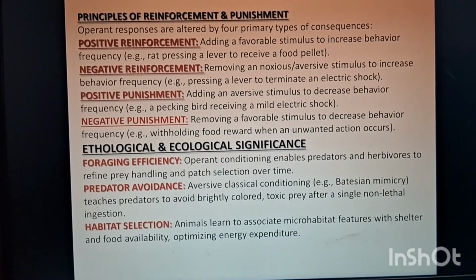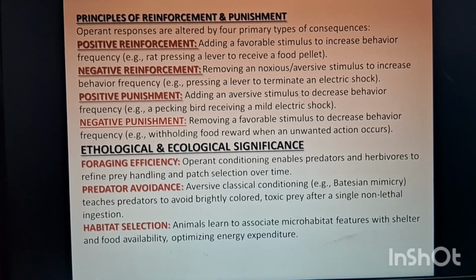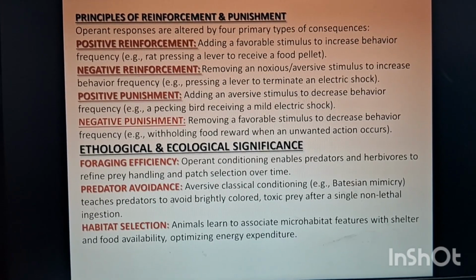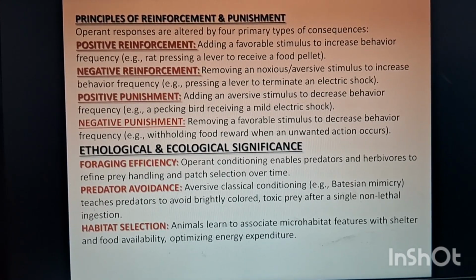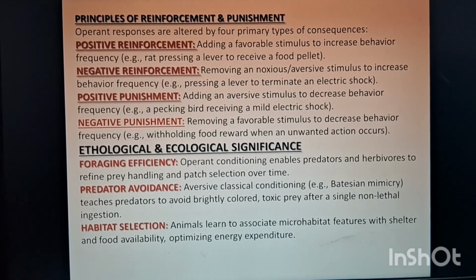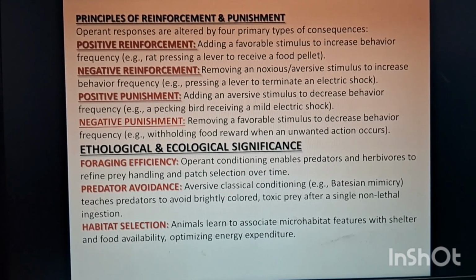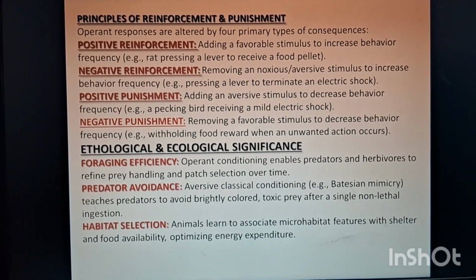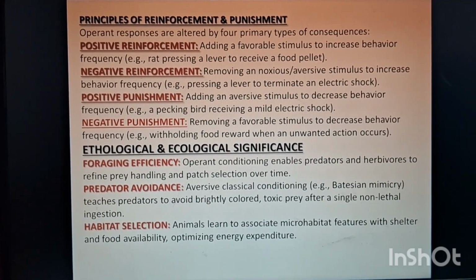Next, positive punishment: adding an aversive stimulus to decrease behavior frequency. Example, a pecking bird receiving a mild electric shock. Next, negative punishment: removing a favorable stimulus to decrease behavior frequency. Example, withholding food reward when an unwanted action occurs.